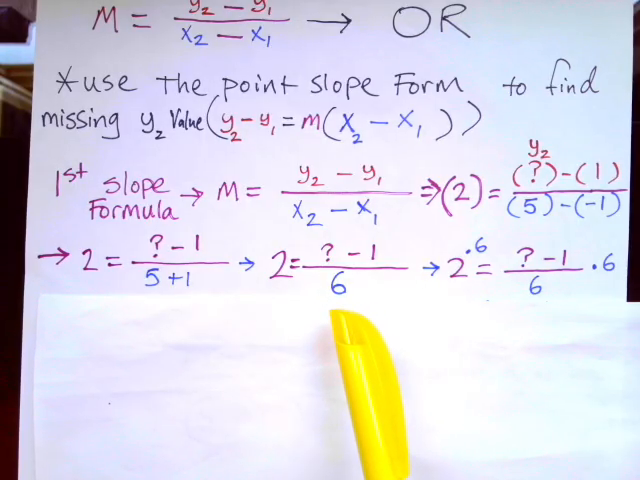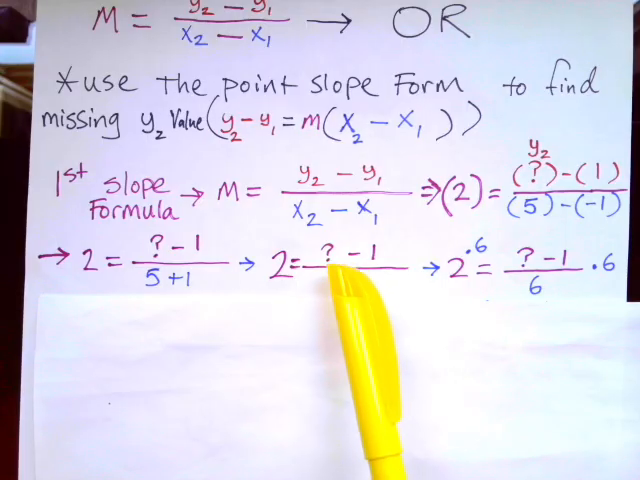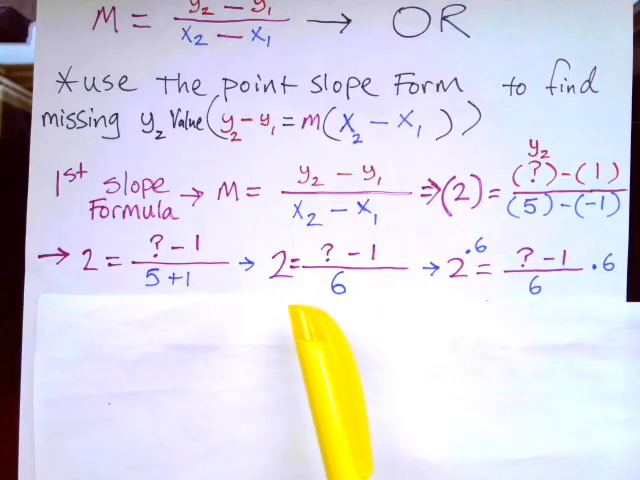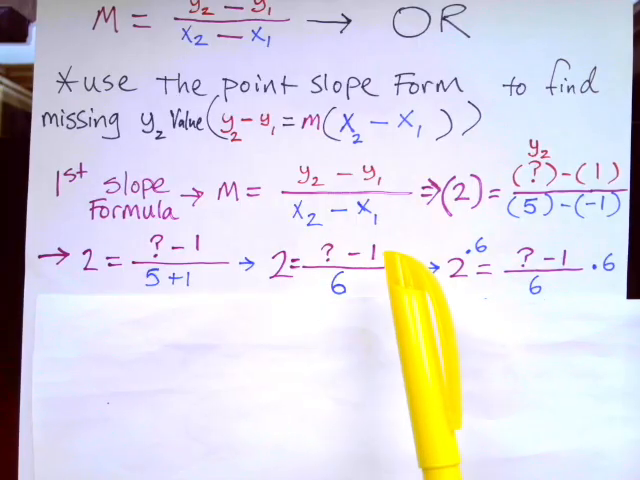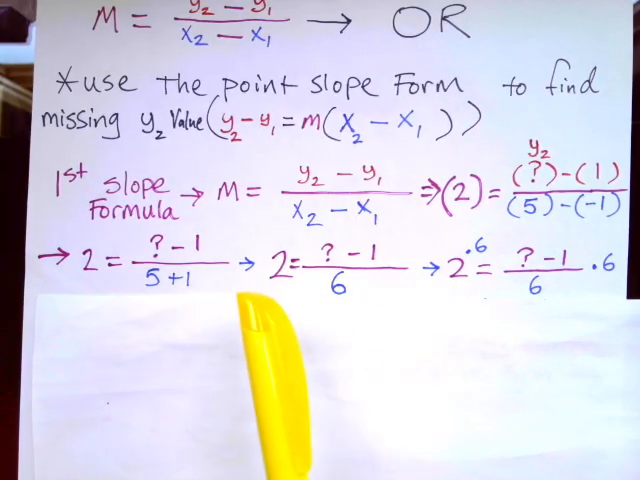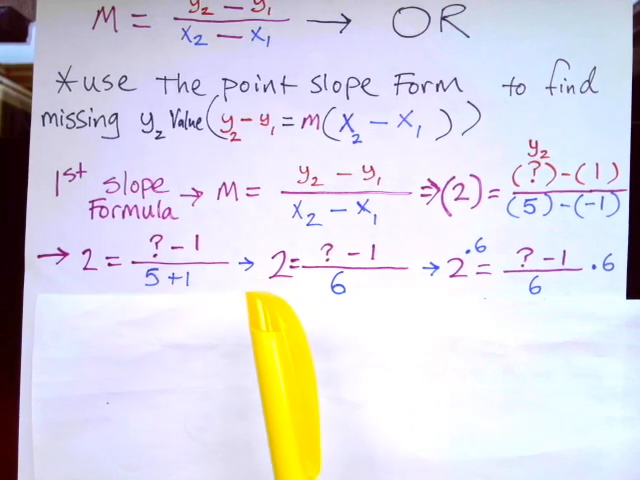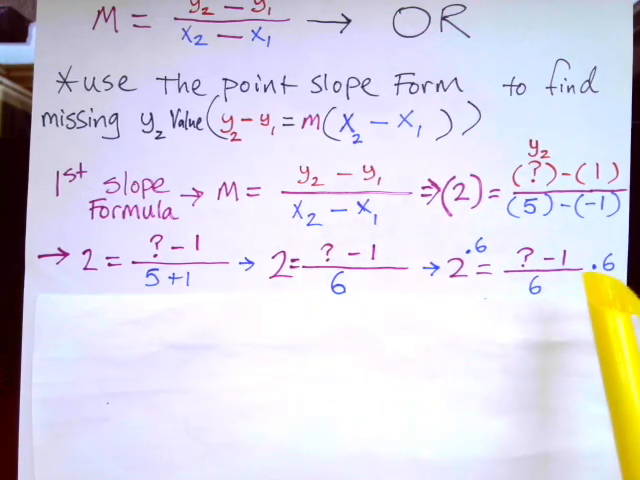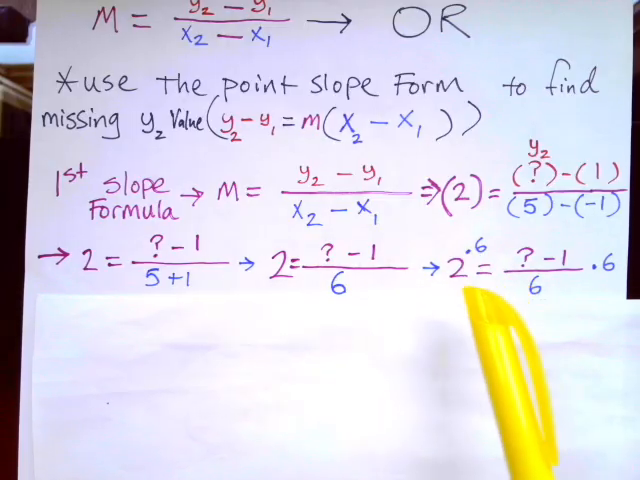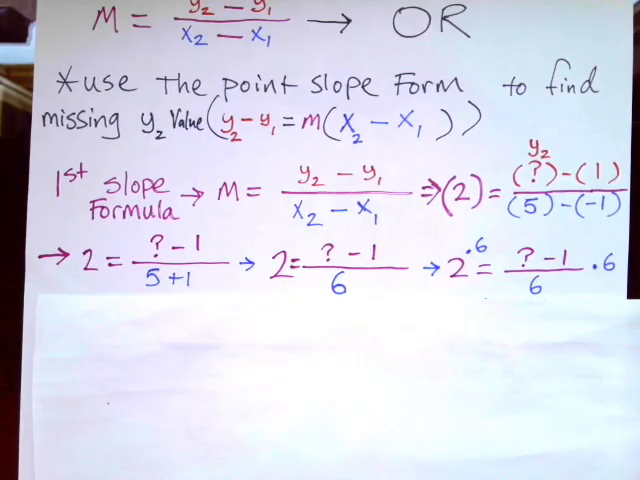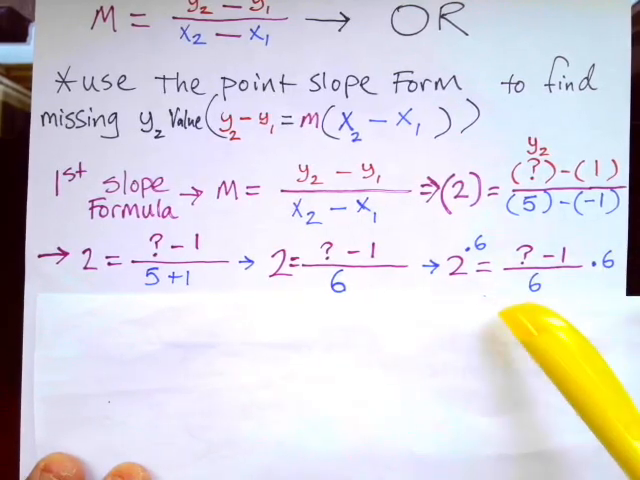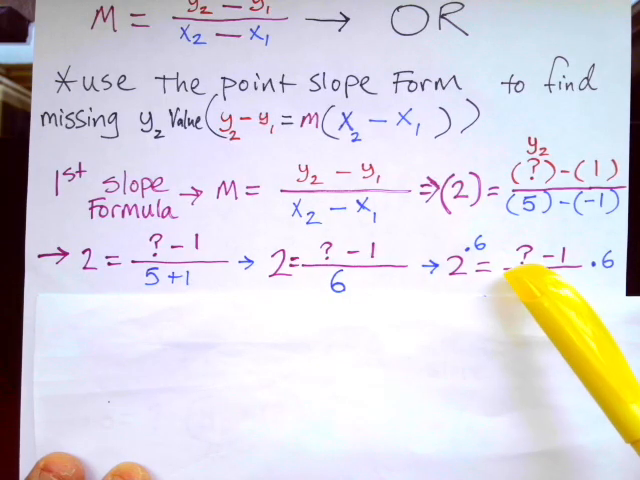All right, now what I'm going to do is, one at a time, eliminate these terms, 6 and a negative 1, so I can get that question mark, or my y2 value, all by itself. What's the opposite of dividing by 6? Multiply by 6. But what I do to one side of the equal sign, I have to do to the other side. So I'm going to multiply that 2 by 6 as well. And that's what you see here. Multiplying 6 to both sides. The 6's cancel. You can cross cancel those 6's, leaving me with the unknown minus 1.